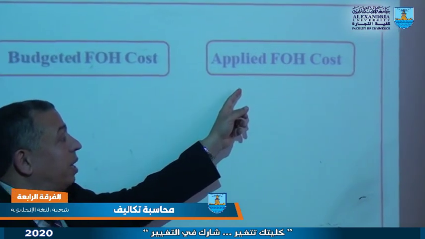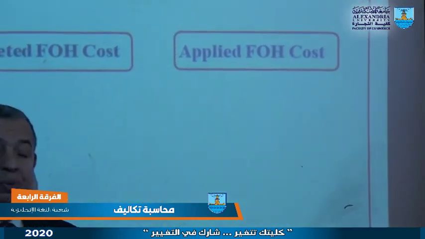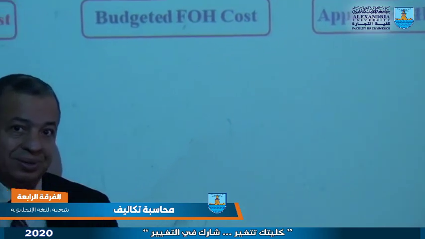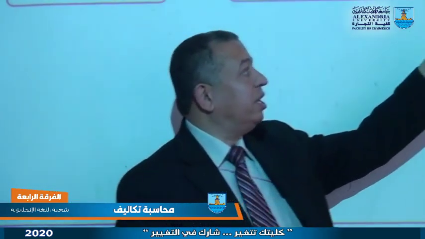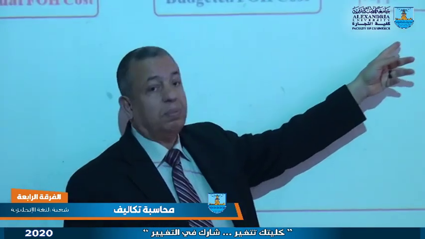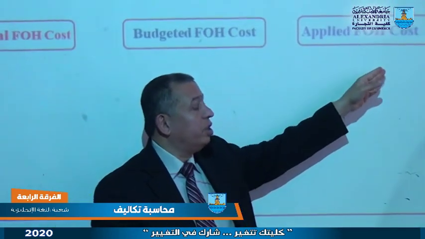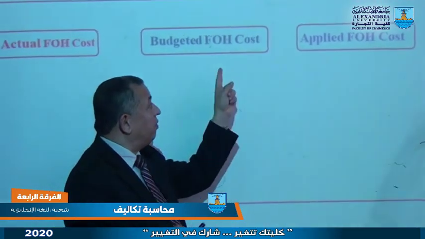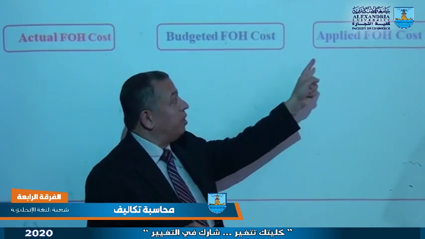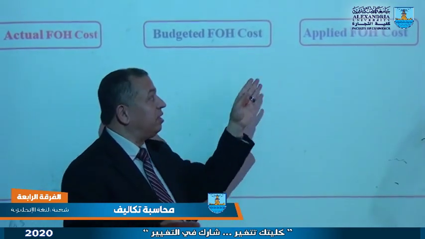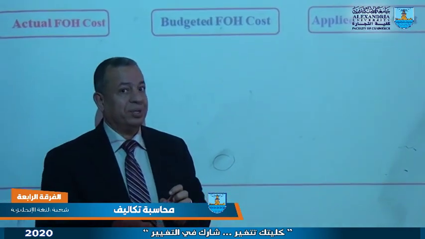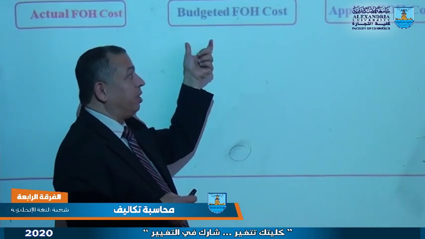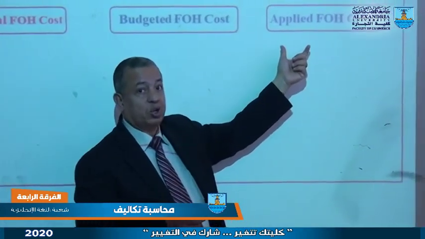But when I speak about applied, I speak about standard hours allowed. Here, standard hours for the budget. Here, standard hours allowed for actual production, not for the budget, but for actual production. Times here also standard rate. So the difference between number 2 and number 3, not standard rate for fixed overhead, but standard hours. Standard hours for budget or budgeted hours here, and here standard hours allowed for actual production. Okay?